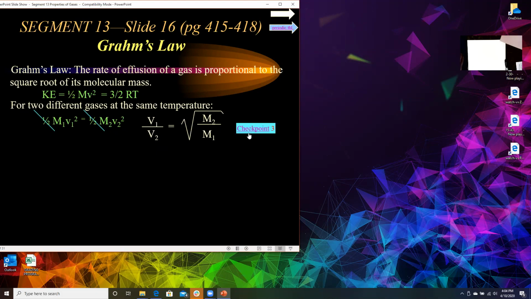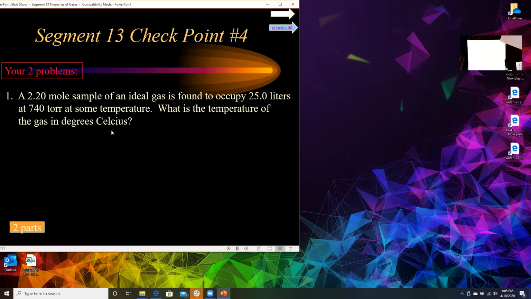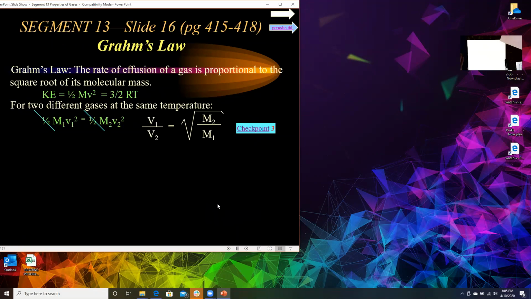And now there's a checkpoint on this that you would want to work as well. So here's the checkpoint. It's found in an experiment that it takes oxygen gas 5 seconds to diffuse 35 centimeters. How long would it take for sulfur dioxide to diffuse the same distance, 35 centimeters, in the same apparatus at the same temperature and pressure? You're going to do that. You're going to use Graham's law, v1 over v2 equals the square root of m2 over m1. Okay.